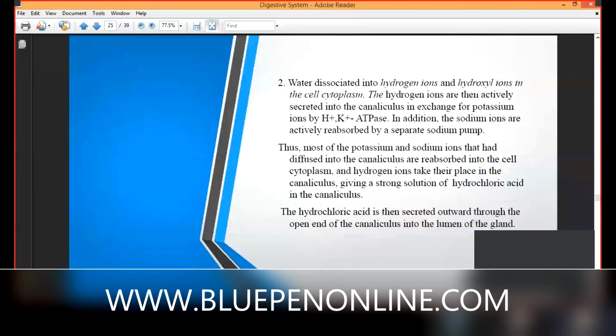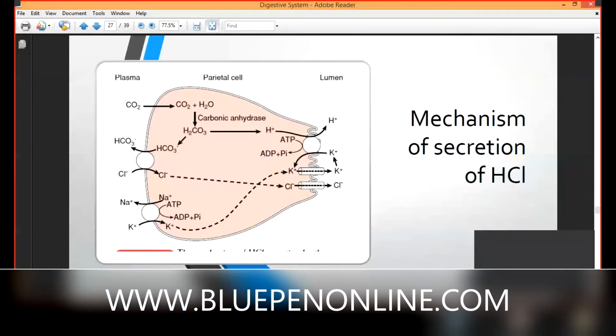So can you see this diagram? Mechanism of secretion of HCl. Inside the cell, diffusion of carbon dioxide takes place. So carbon dioxide diffuses into the cell. This carbon dioxide combines with water inside the cell.